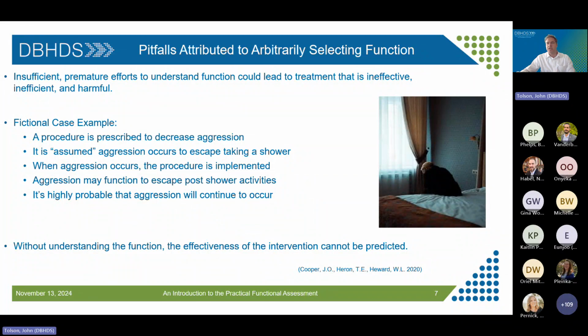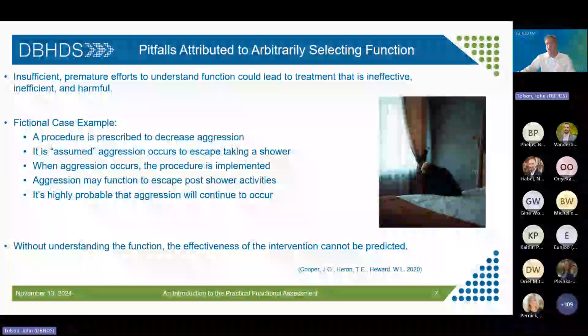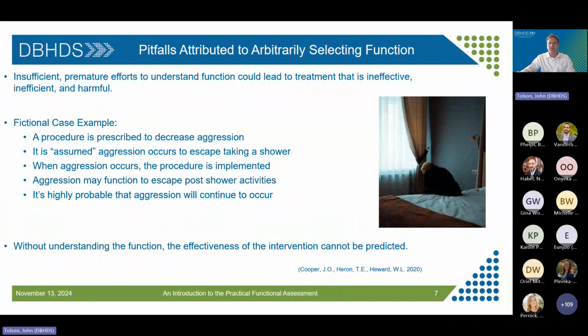Other interventions may continue to be implemented with this individual, but without understanding the function and context, the effectiveness of the intervention cannot be predicted. Ineffective treatment could potentially prolong improvements in behavior.